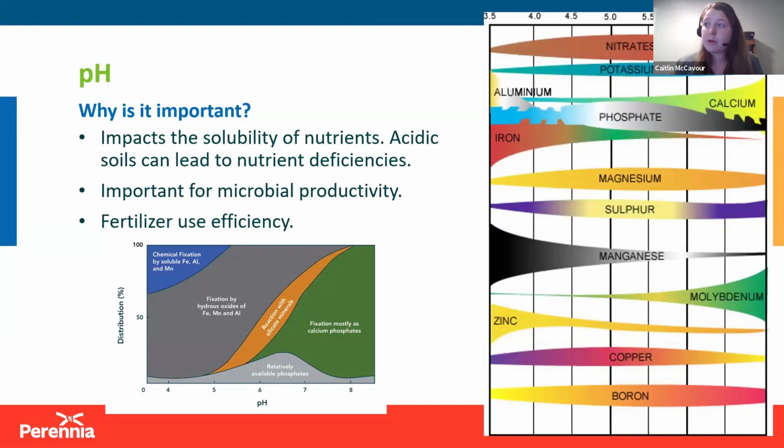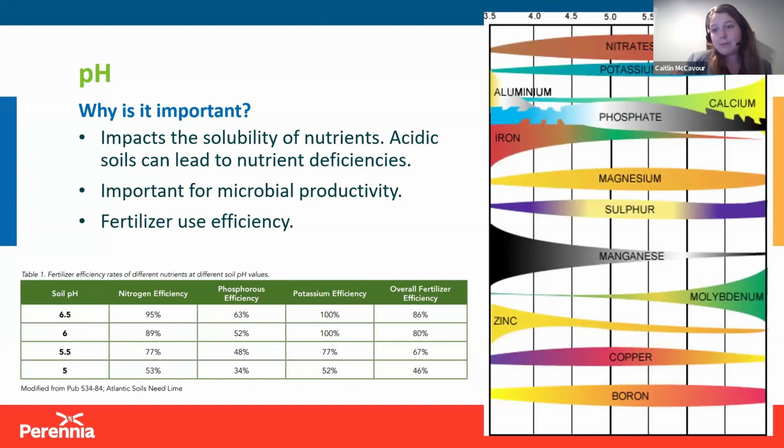Otherwise, it's really important for microbial productivity. Similar to plants, microbes tend to have an ideal pH range where they're most productive. So this can impact nutrient cycling within your soil, particularly nitrogen, which is a microbe-dependent cycle. So you want to maintain a good pH to keep those microbes happy.